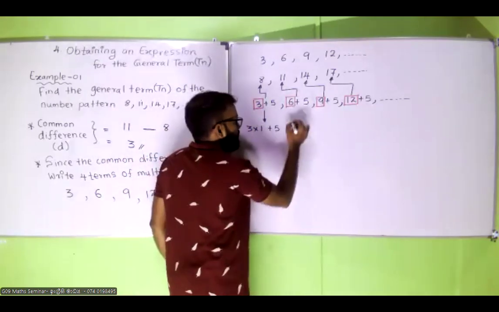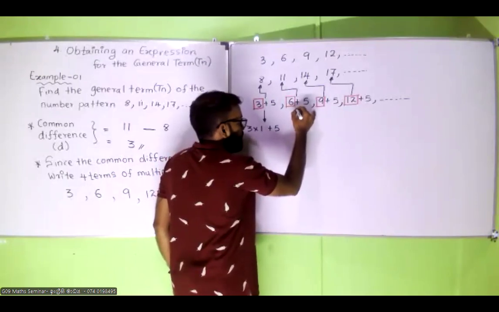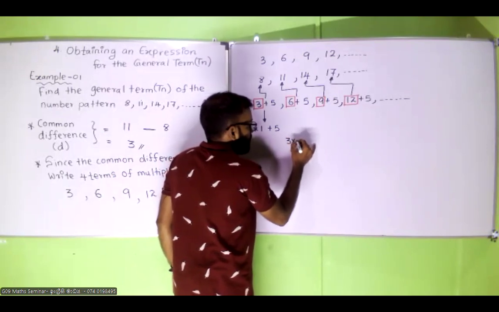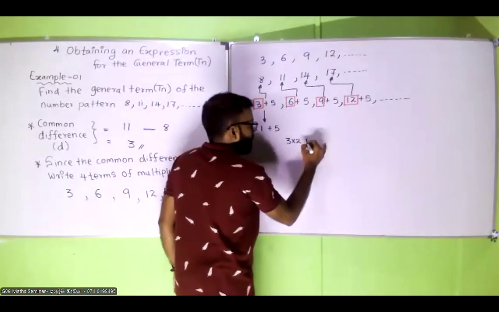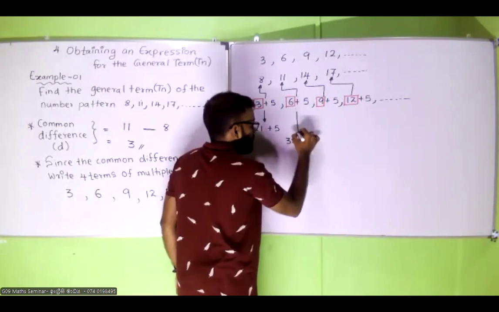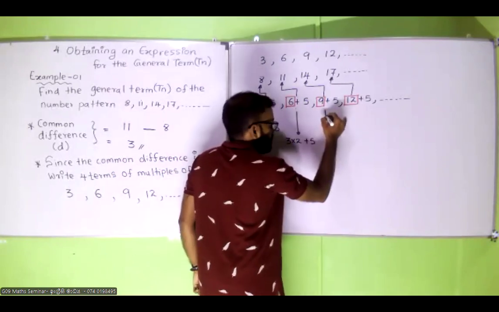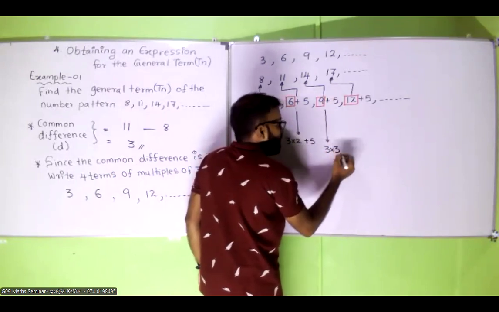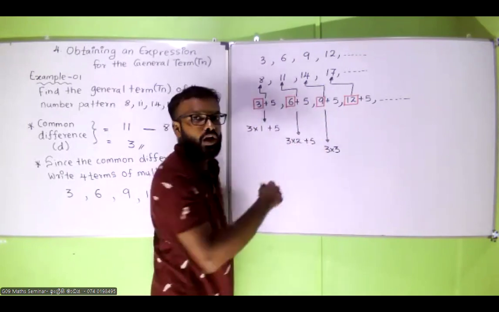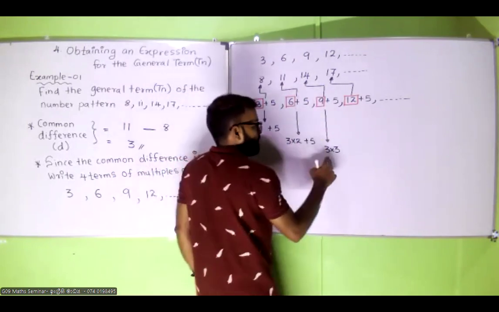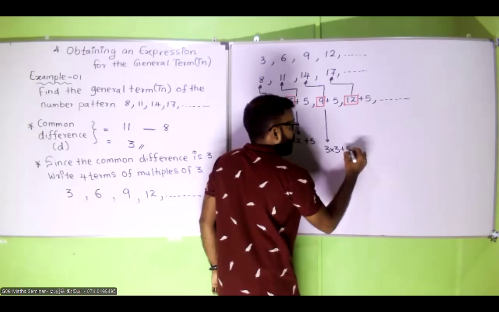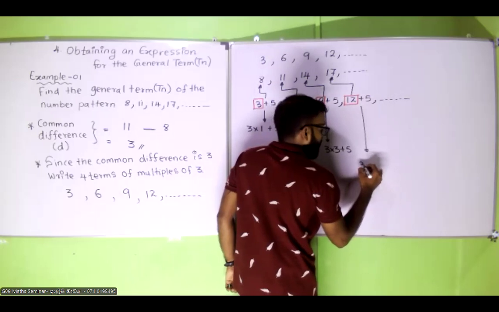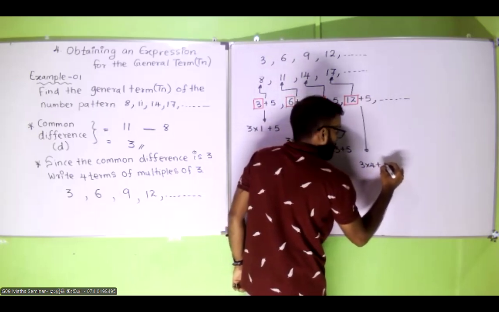Same thing. 6 plus 5. That means 3 times 2, 6 plus 5. This one, 3 times 3, 9. Because 3, 6, 9 and 12 are multiples of 3. 3 times 3, 9 plus 5. You can do this. This one, 3 times 4 plus 5.